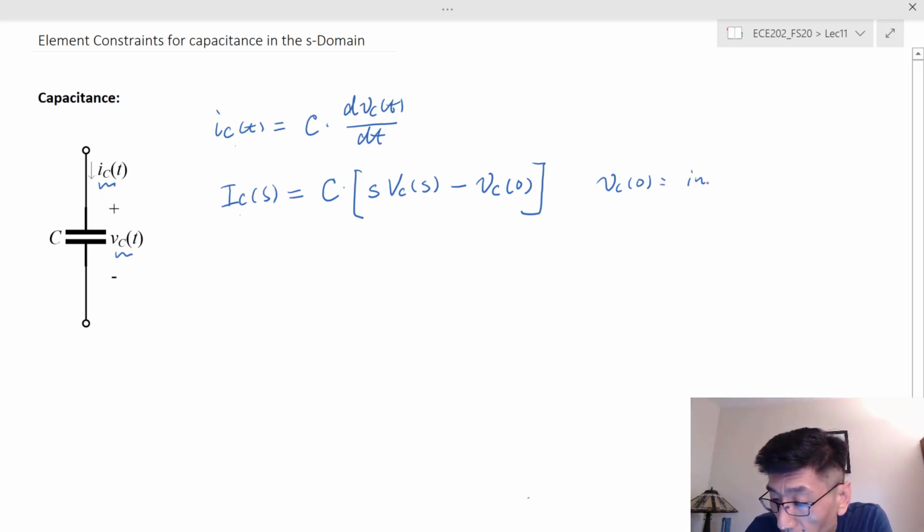So this is the initial condition for the capacitor voltage, or capacitance voltage.